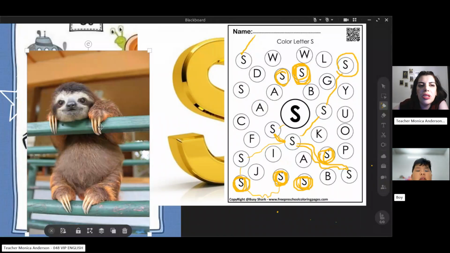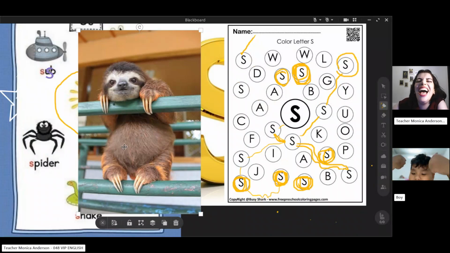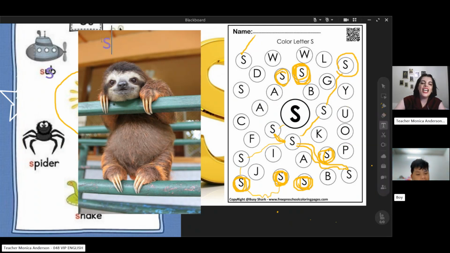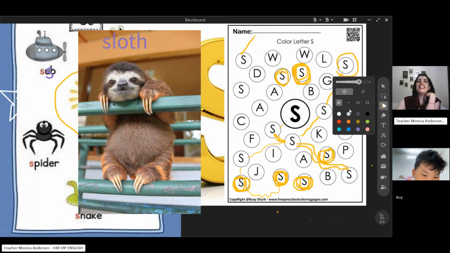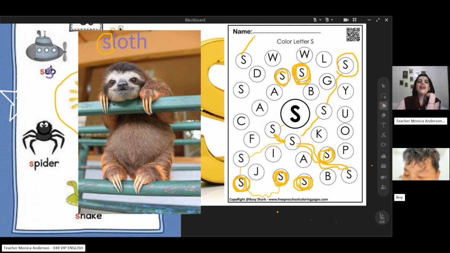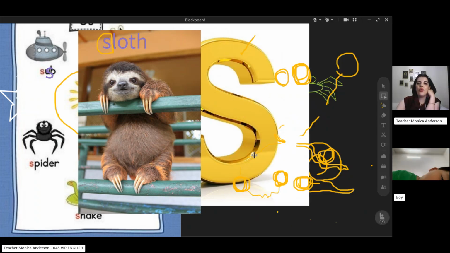Mario, look. S for. You know what this is? This is sloth. Say sloth. Let me write. This is a sloth. Letter S. S for sloth. Say hello, sloth. Hello, Mario. I love you. I love you, Mario. Okay, so what is this? This is letter S. Say S. Excellent. Much smart. Letter S. Let me raise the board.